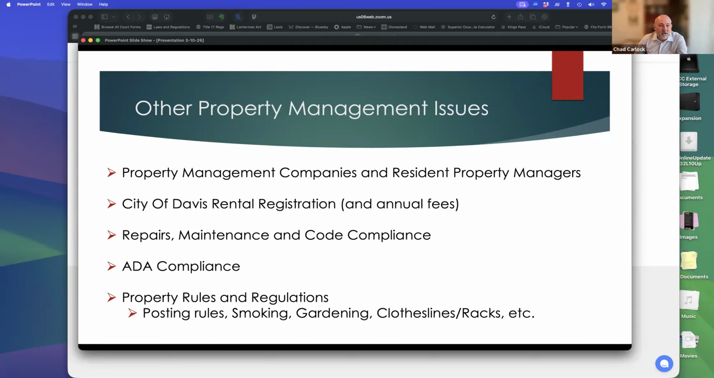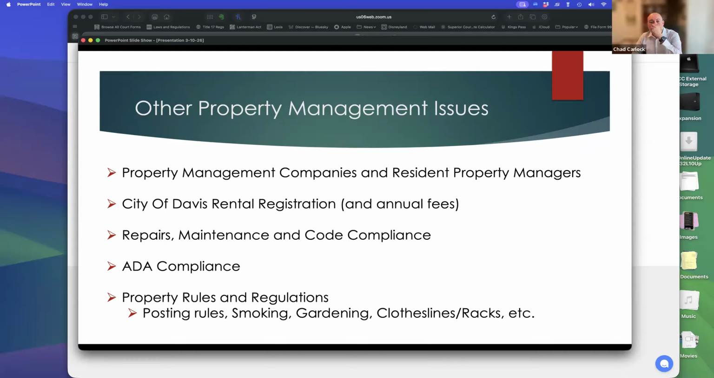In terms of the catch-all here at the end, other property management issues, things that might come up during the term of your lease. One of the things you may want to do as an owner is get somebody to worry about all this stuff for you. That's a property management company, or in a larger complex, a resident property manager who lives on the property and is accessible to the tenants, works in the office and that sort of thing. That can run the day to day, manage maintenance issues and help you with that.